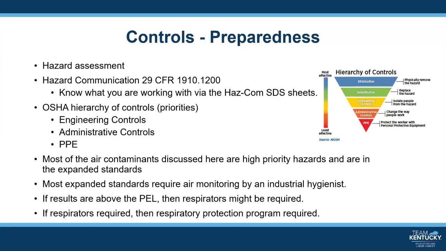Now let's talk about some of the controls used to prevent air quality hazards. In general, start with just preparedness for the control of any hazard in a workplace. Start with conducting a hazard assessment of your work site to know what hazards could be present.